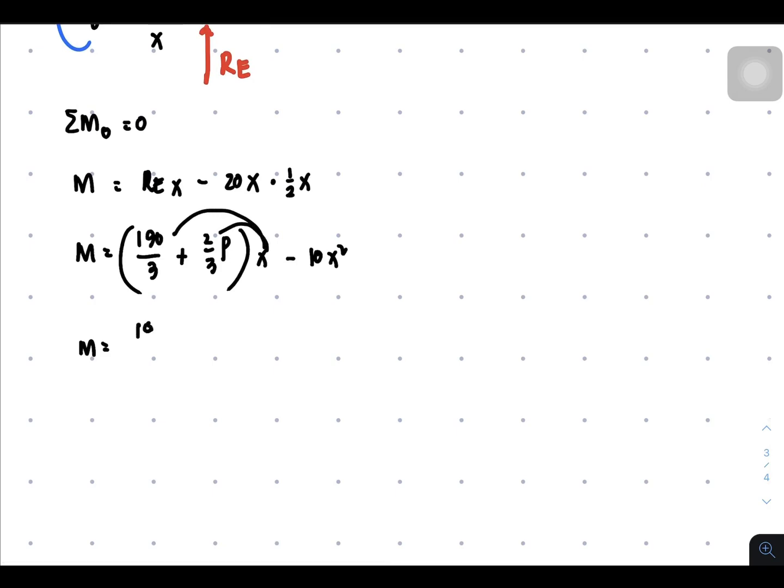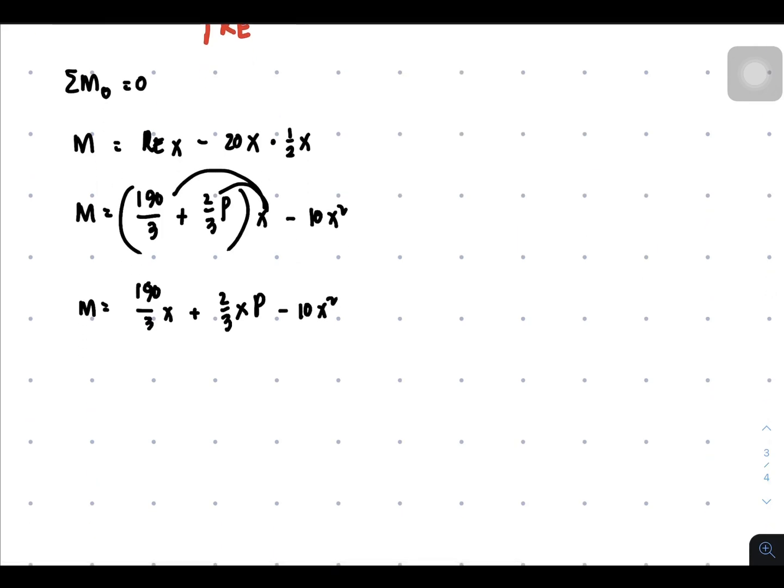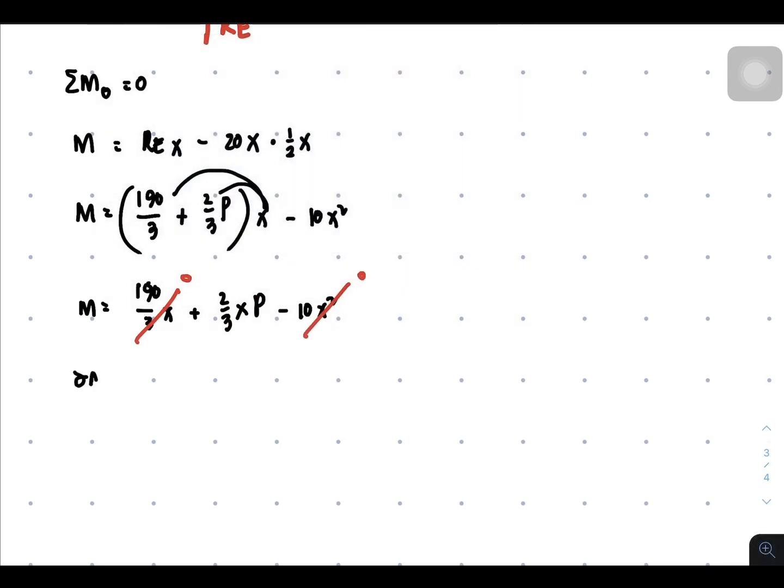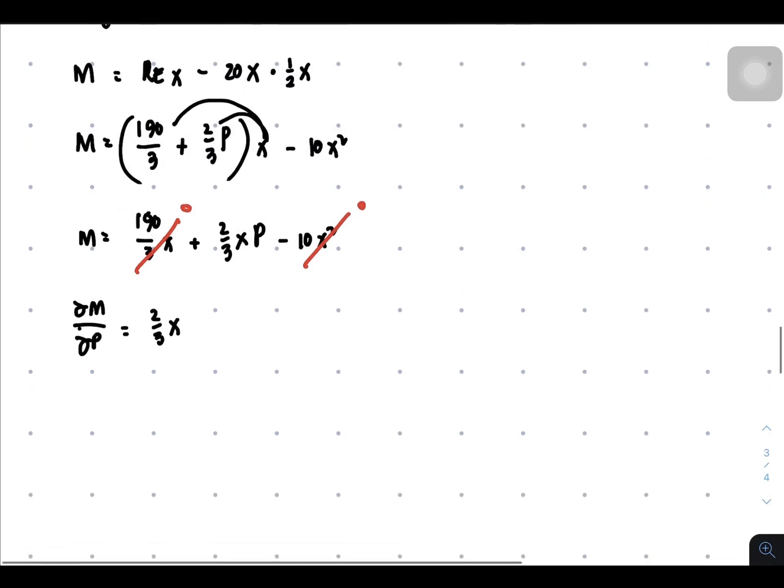distributing that here, it's going to be 190 over 3x plus 2/3 of px, or 2/3 xp, which however you wanted to write it down, as long as naa si x, naa si p, and everything else. Okay, so 10x squared minus, then temporarily set this to 0, for we are going to get now the partial derivative of m with respect to p, and that is equal to 2/3 x.